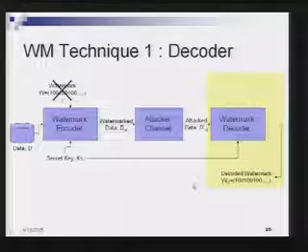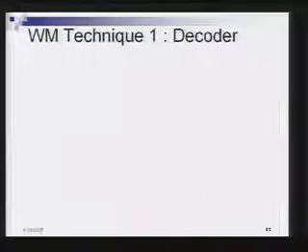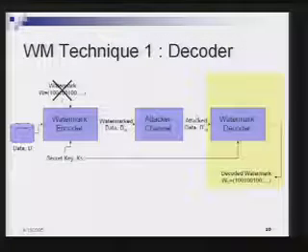So now let's talk about the decoder. How will I decode this? So let's just go back. Decoding means I have embedded the watermark. Now I would like to derive the watermark out. Decode it.